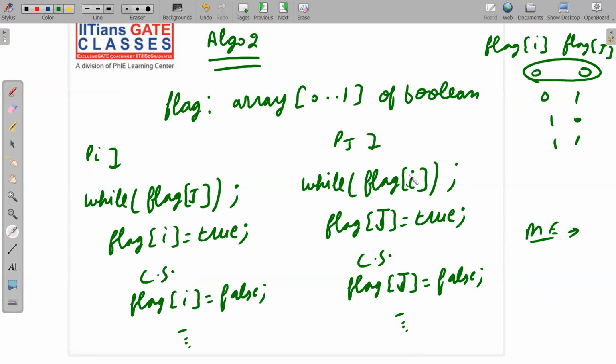Assuming that PI does not want to enter CS, then PJ will say, okay, now I am going to enter into the CS. That's why it is saying flag J is equal to true. And then it will enter the CS. And when it comes out of CS, it will make flag J equal to false.